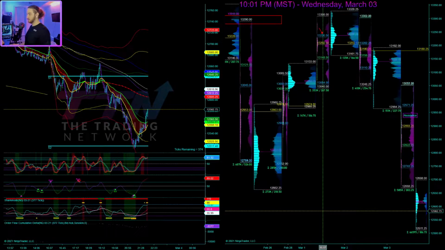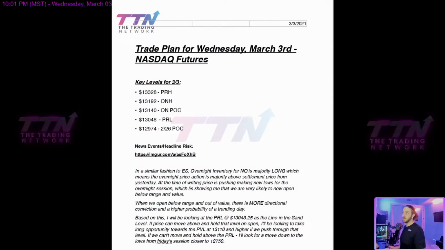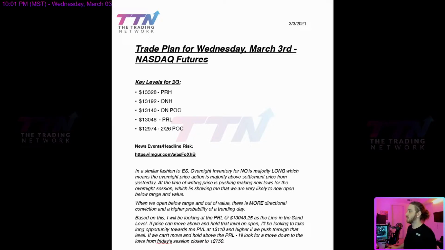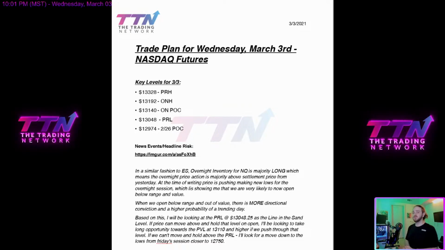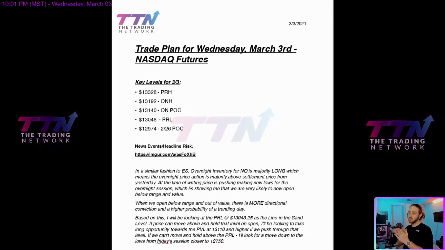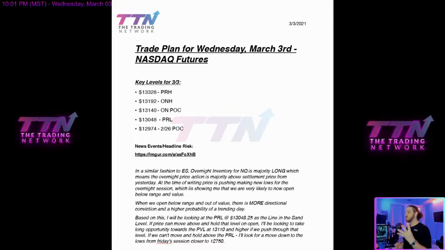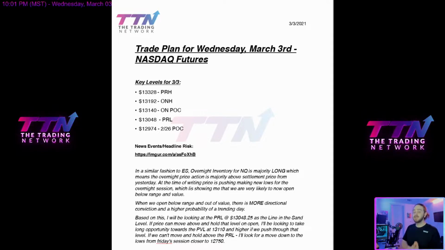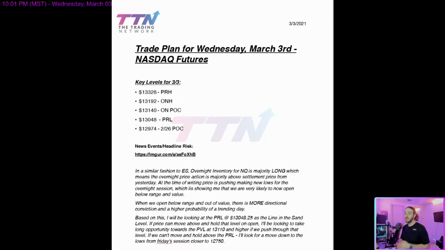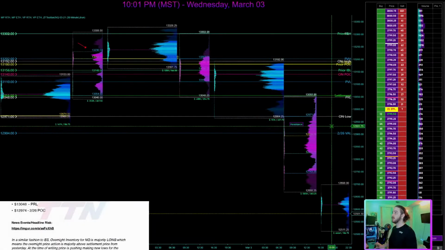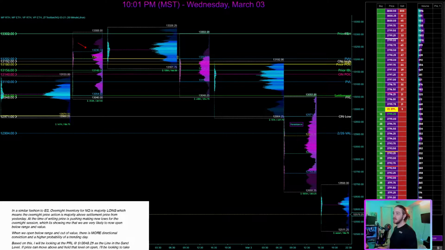Switch the profile over, switch the trade plan, and let's get going. So the trade plan for NQ is as follows. Key levels, starting with the prior range high, was 13,328. Second level was the overnight high at 13,192. Third level was the overnight point of control at 13,140. Fourth level was the prior range low at 13,048. And last but not least, we were looking at that February 26 point of control on NQ as well at 12,974. So let us get into the NQ profile specifically and into the analysis.